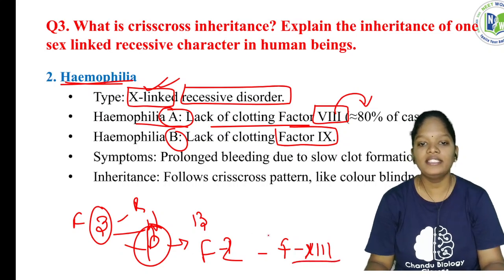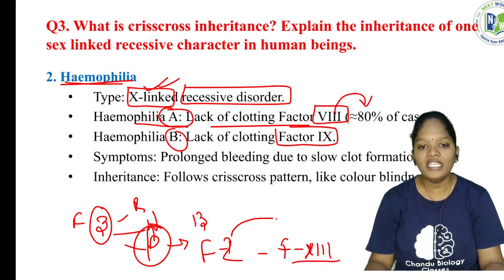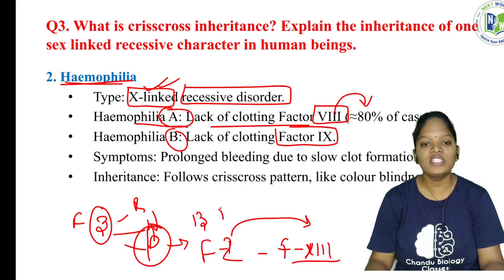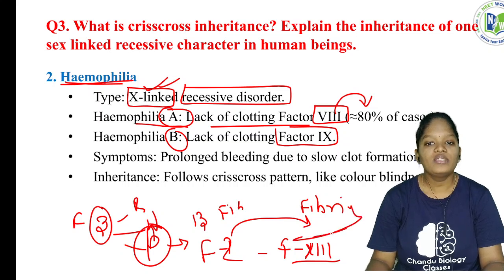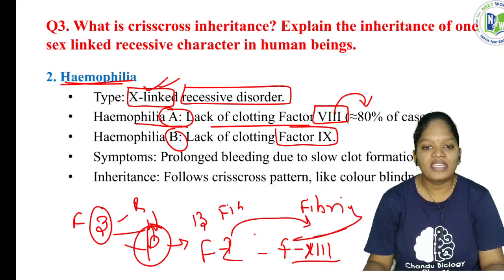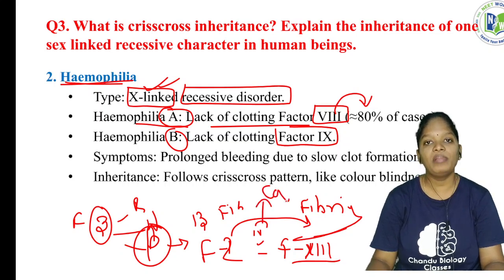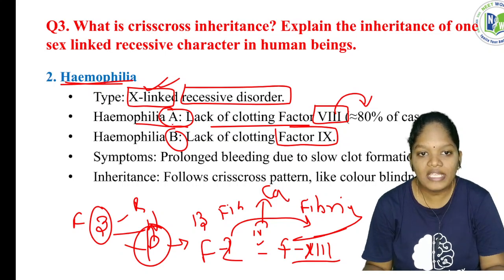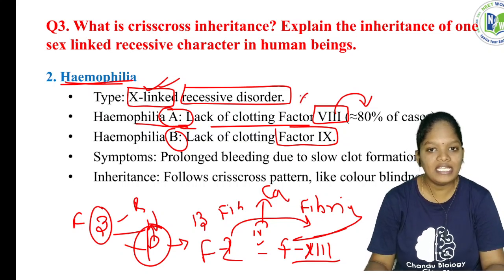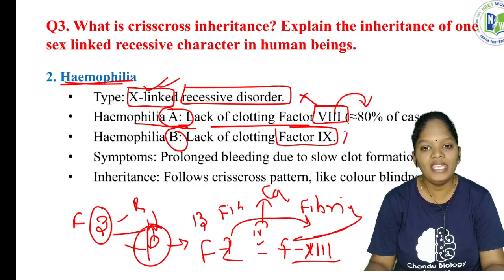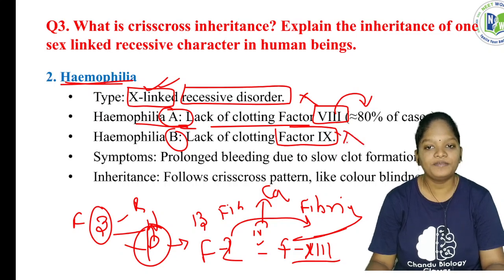So factor 1, fibrinogen, has to convert to fibrin, and factor 13 acts as a clotting factor. Factor 4 is calcium, which also plays an important role in blood coagulation. You should know that in hemophilia A, factor 8 is absent, and in hemophilia B, factor 9 is absent.